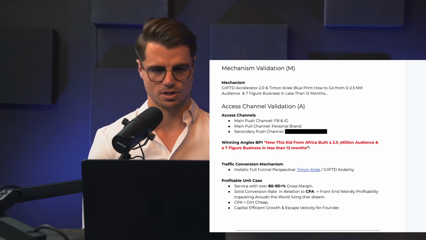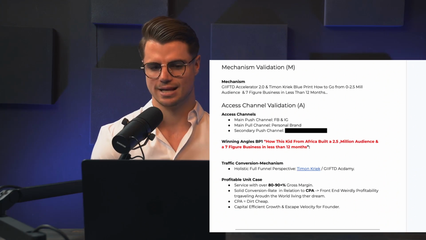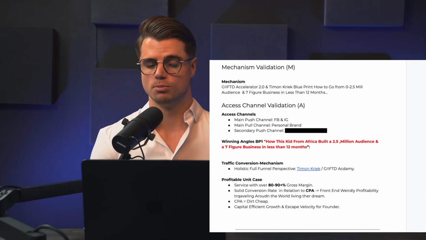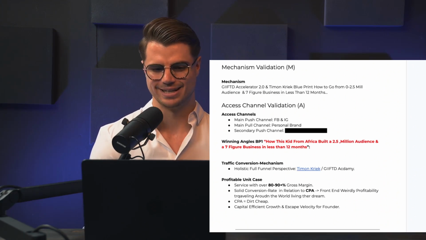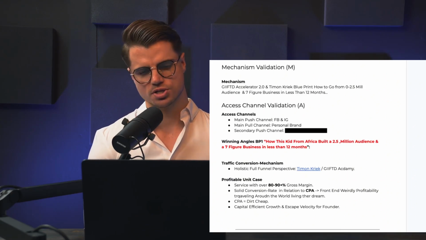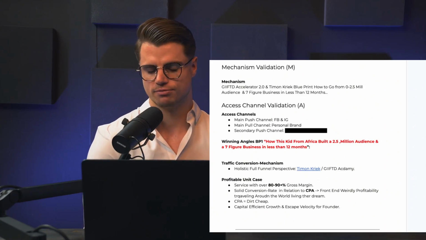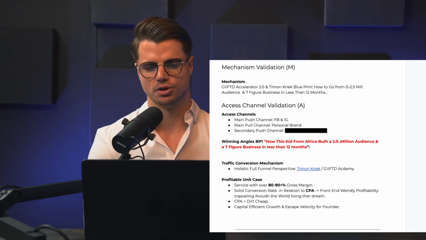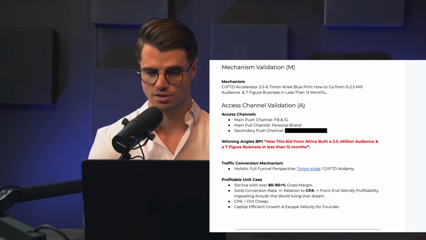So let's quickly look at this here. So mechanism: Gifted Accelerator 2.0, and the Timon Crick Blueprint, also known as the Gifted Academy. Now, the blueprint is something which you will see as a protocol or a course showing you exactly how we went from 0 to 2.5 million in audience and a 7-figure business in less than 12 months.